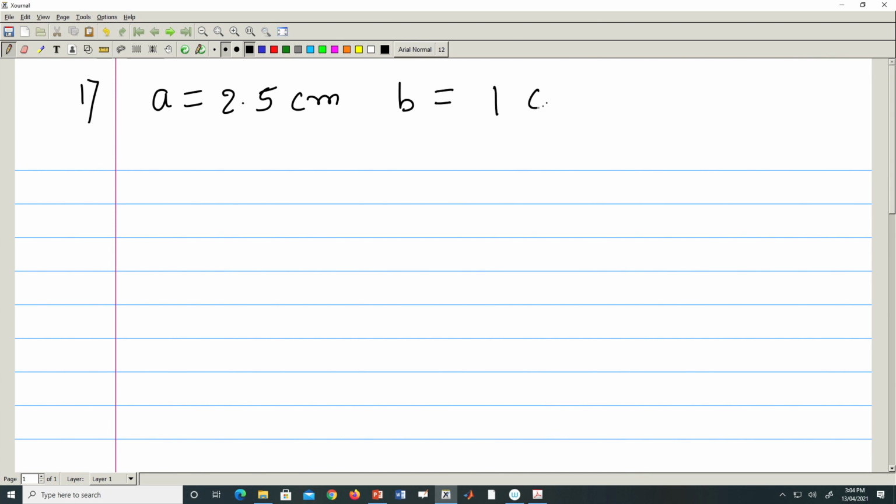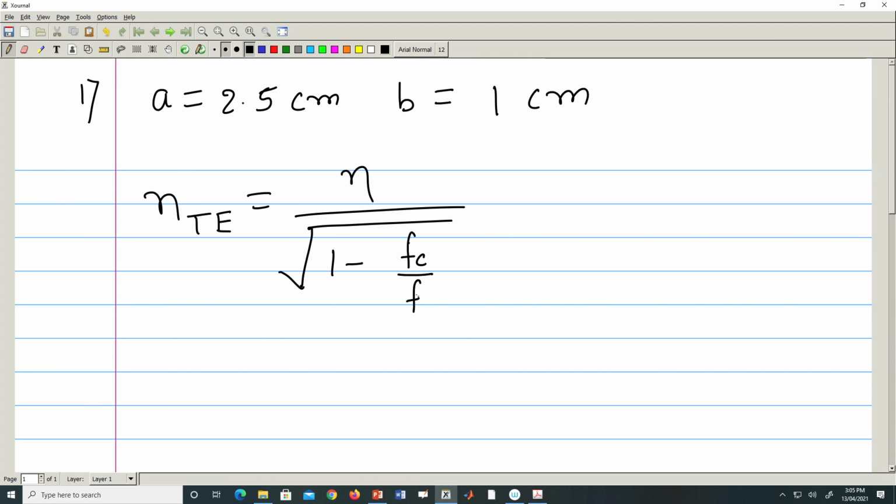We know that eta TE, the wave impedance for the TE mode, is equal to eta, the free space impedance, divided by the square root of 1 minus f c upon f whole square. And for eta TM, the wave impedance is defined as eta times the square root of 1 minus f c by f whole square. Like this we can define the wave impedance for the TE and TM modes.